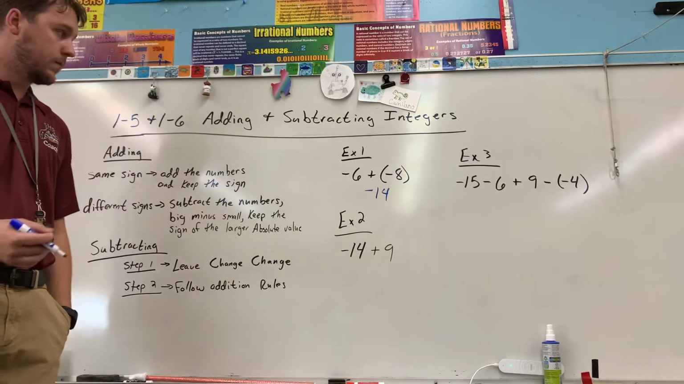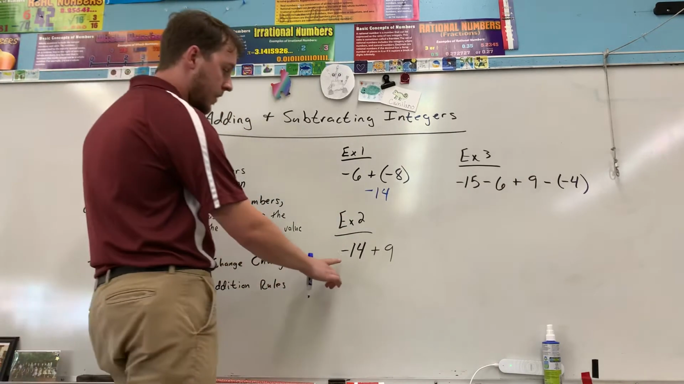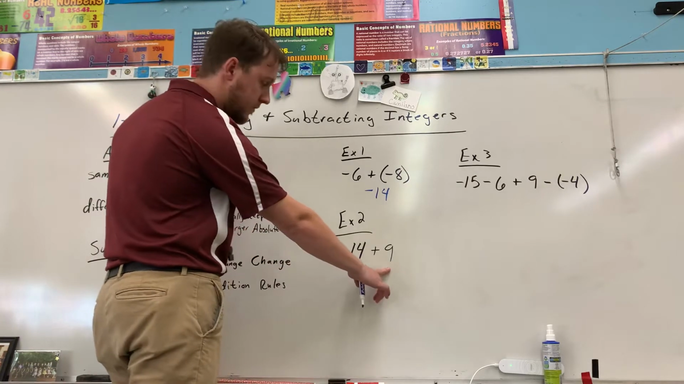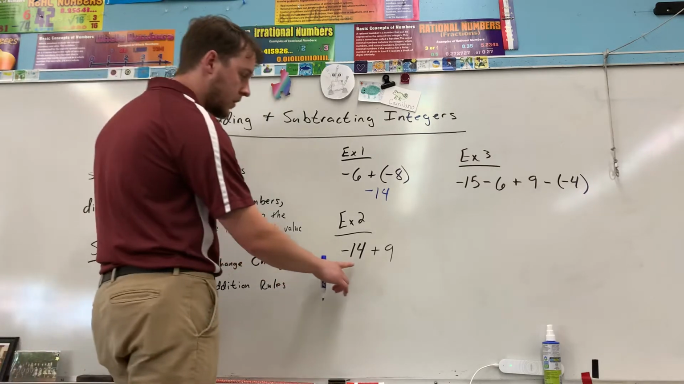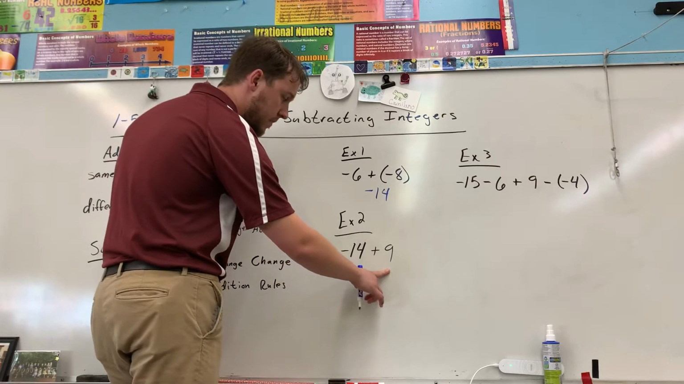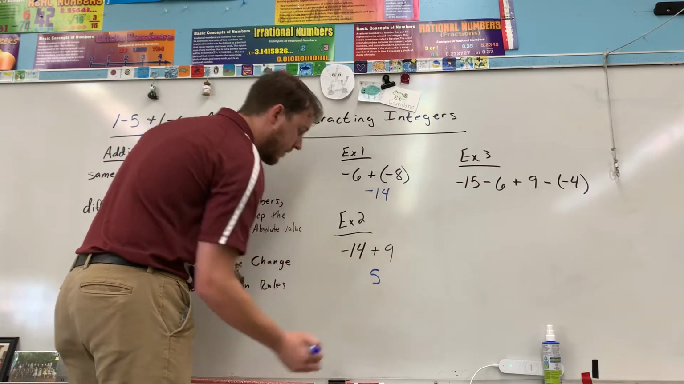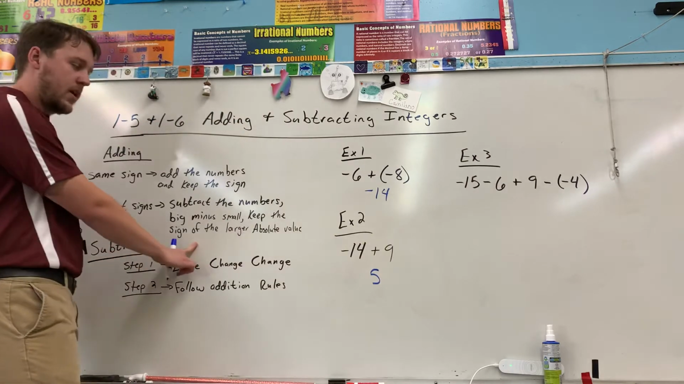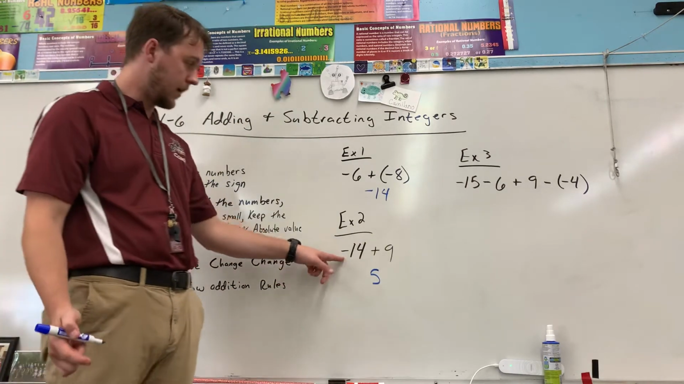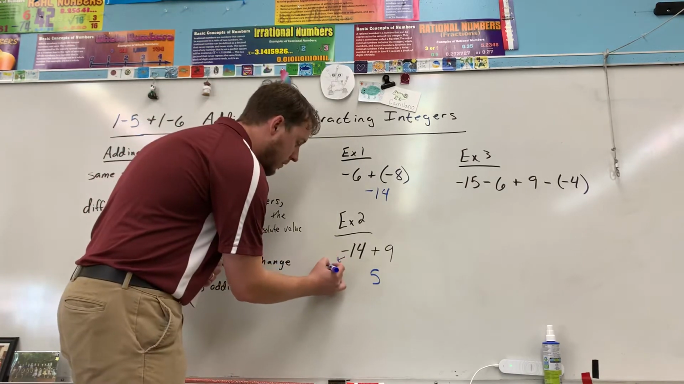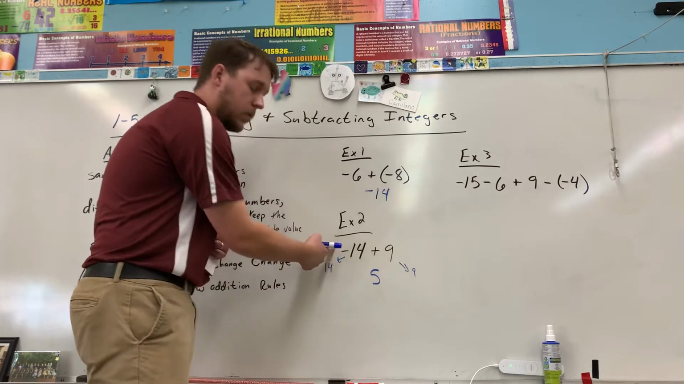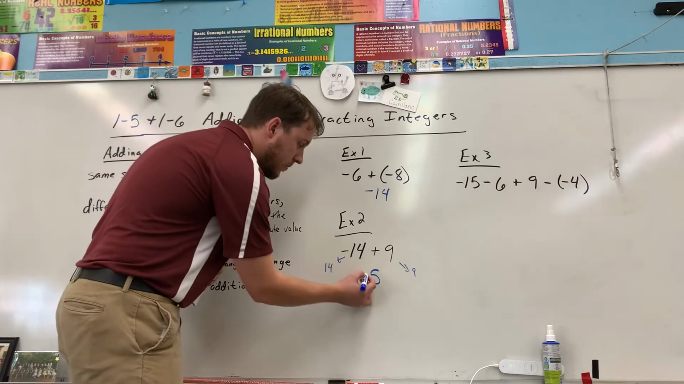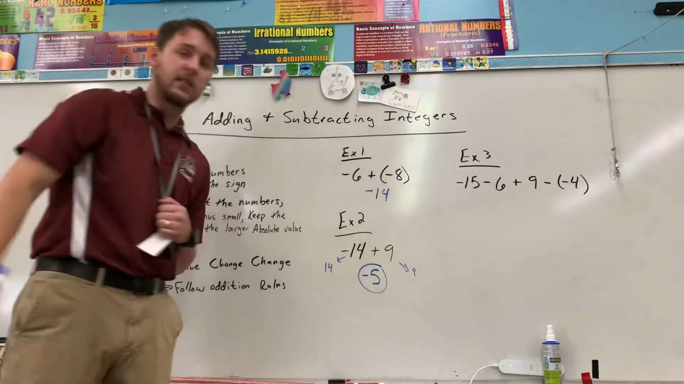Example 2, it's addition again. We have a negative plus a positive, so we have different signs. So we're going to subtract the numbers, big minus small. So we have 14 minus 9, we get 5. Then we want to keep the sign of the larger absolute value. So we have -14, our absolute value is 14. 9, our absolute value is 9. This one's bigger. Since it was negative in our problem, our answer needs to stay negative as well.